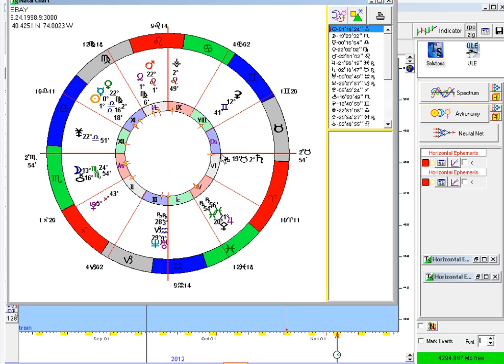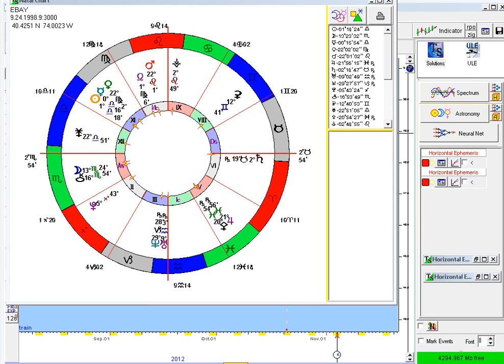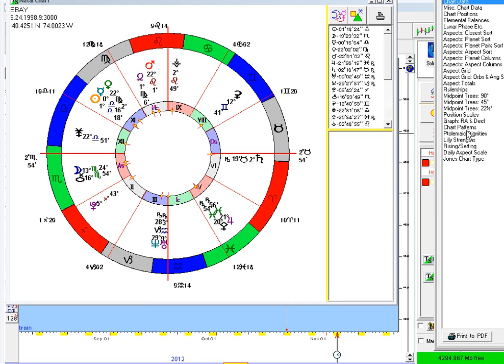The second thing I notice is I have Saturn right here on my descendant. And Saturn is in Taurus, and Taurus is ruled by Venus. Venus is one of two planets which rules two signs. So Venus rules Taurus. Saturn is in Taurus. Saturn's on the descendant. And there's one other thing. Let me show it to you.